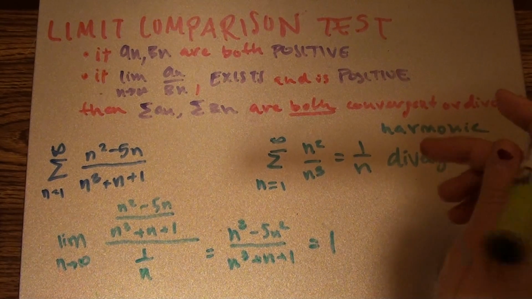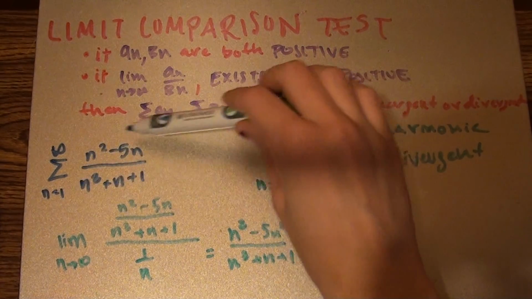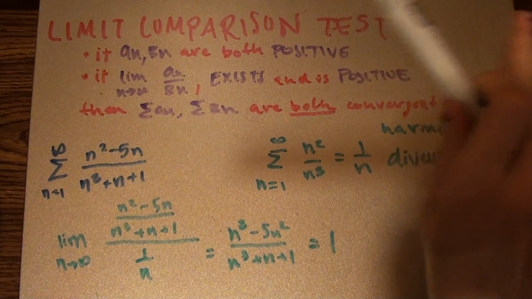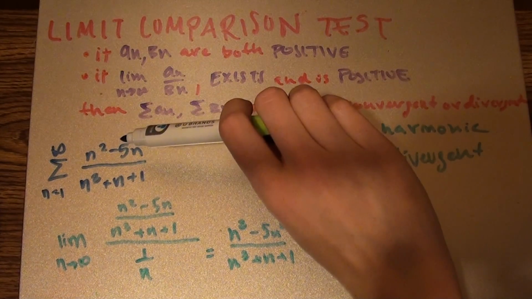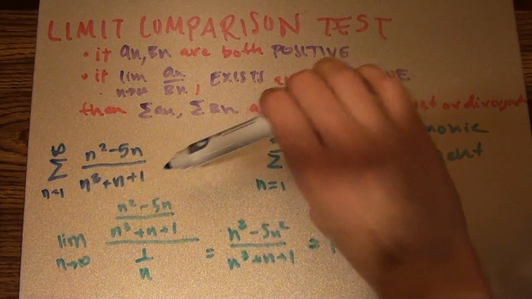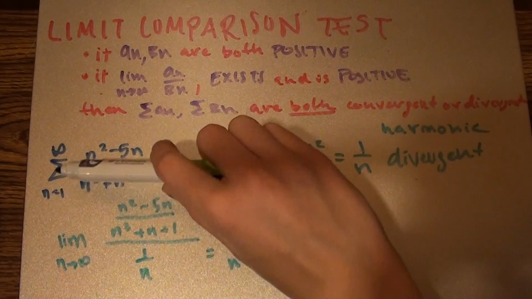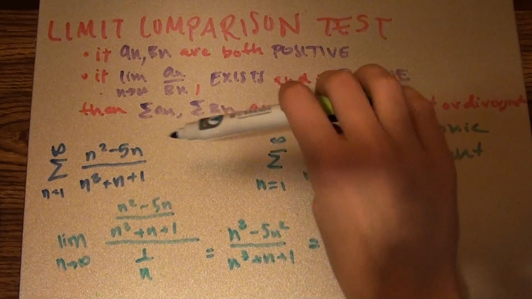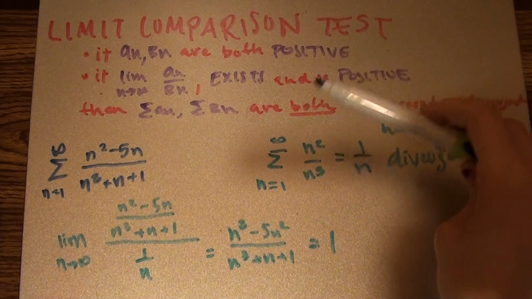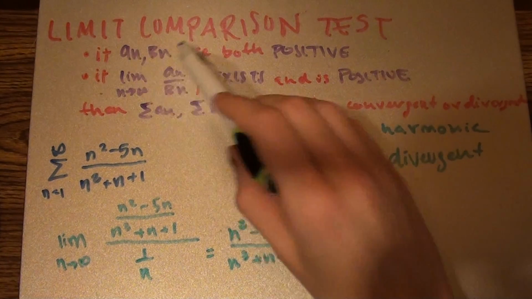So what do we know? Looking at our original series, this guy is going to be positive because for some nth term, going into infinity, n squared is going to be greater than minus 5n. So this numerator is going to be positive, our denominator is going to be positive, because we have all positive terms going in. All of our terms will be positive, because we're just plugging in positive numbers. So we have two positive series.